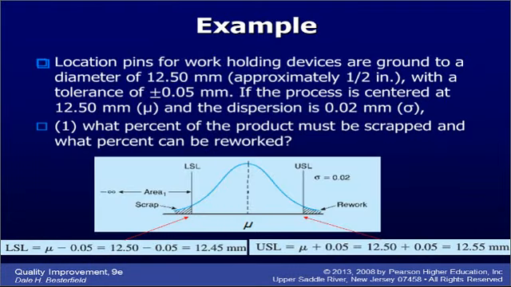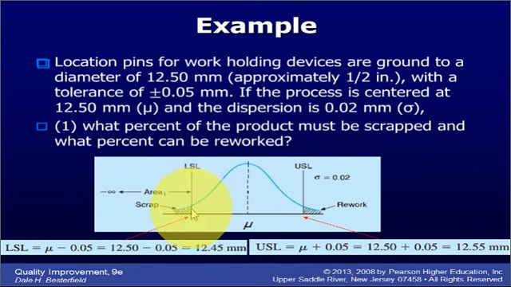So here's a numerical example for the product specifications. The location pins for work holding devices are ground to a diameter of 12.50 millimeters with a tolerance of plus and minus 0.05 millimeter. If the process is centered at mu equals 12.50 millimeters and the dispersion is 0.02 millimeters, then what percentage of the product must be scrapped and what percent can be reworked?